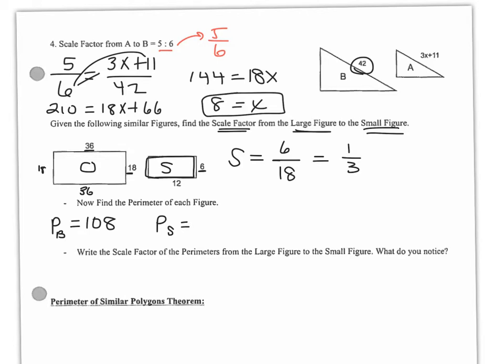Now I'm going to find the perimeter of the small rectangle. If this side's 6, I know that side's 6. And if this side's 12, I know that side's 12. Find the perimeter, add up all my sides. 6 plus 12 plus 6 plus 12 is 36.